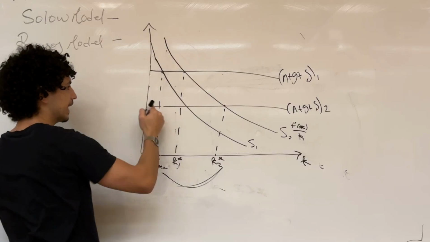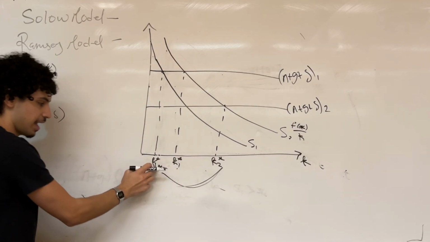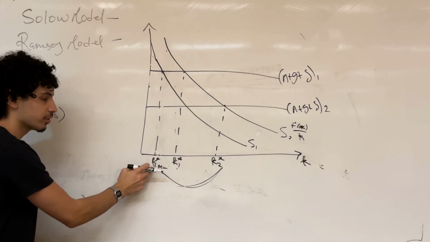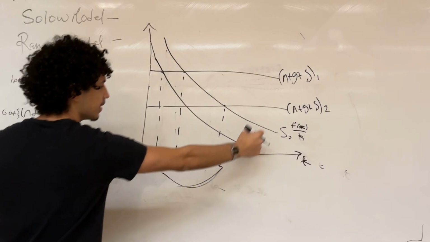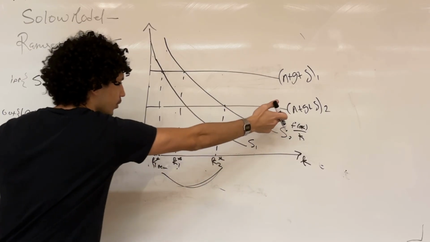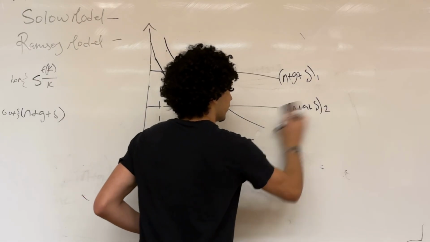Here this one could have a higher growth rate, but it has a goal that's just much less than capital 2, and it can never get to it unless it has higher S and lower n, lower g, lower delta. So yeah.